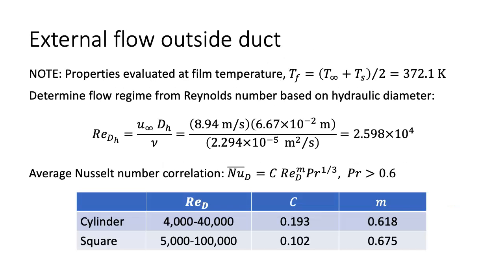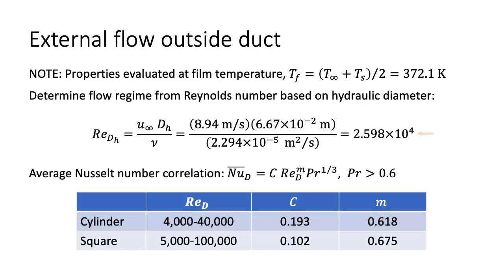Second, for the external flow outside the duct, we again begin by calculating the Reynolds number to determine the flow regime. Note that we now need to evaluate the properties at the film temperature, which is defined as shown, and is determined to be 372 Kelvin using an iterative technique in EES. Based on the hydraulic diameter and external flow velocity, the Reynolds number is about 26,000.